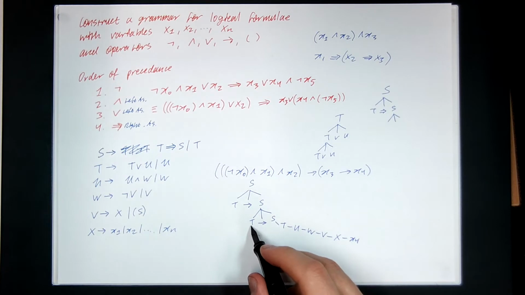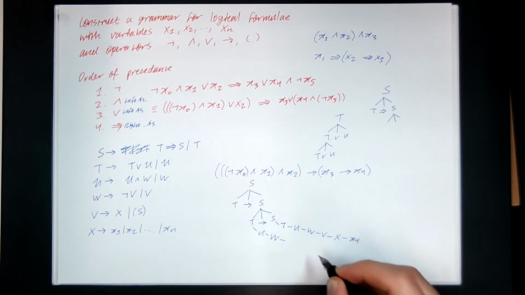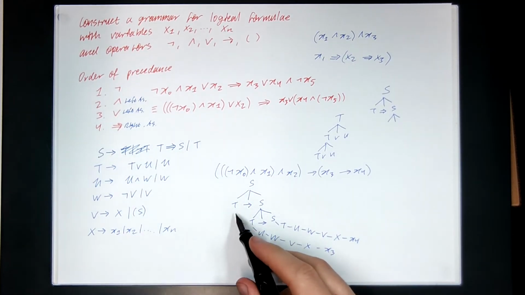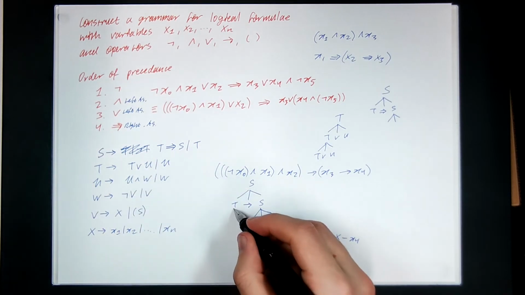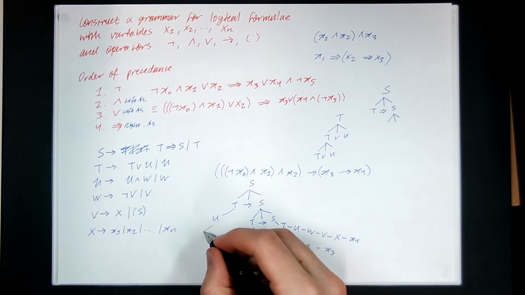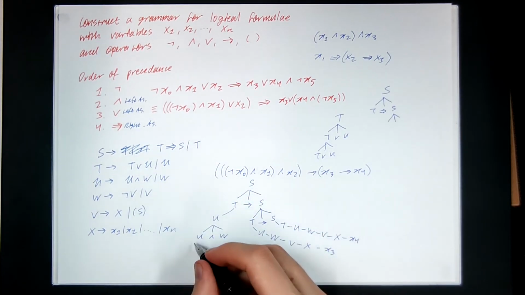And then what I want for this T, I want X3, so I follow the chain down. U, W, V, X, X3. And then here I'm going to want to add my ands. So I'm going to skip the OR, so T will go straight to U. And then I'm going to add the ands. So U goes to U and W. And I want to add another and, so this U will go to U and W again.